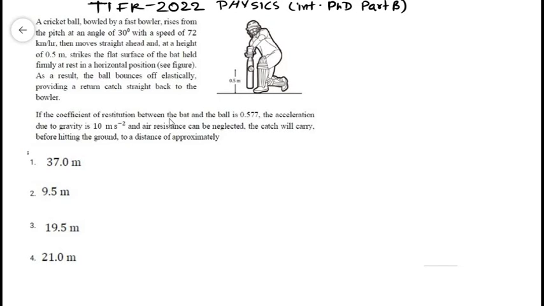If the coefficient of restitution between the ball and the bat is 0.577, that means the collision is not perfectly elastic. The acceleration due to gravity is 10 meter per second square, and nothing is described about the friction which is present on the bat, so we will assume it to be frictionless. The catch will carry before hitting the ground to a distance of approximately, 4 options were given.